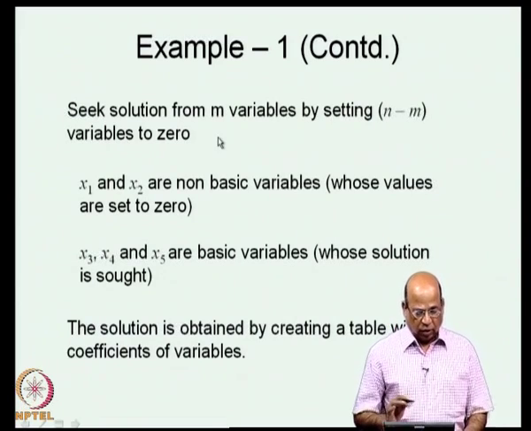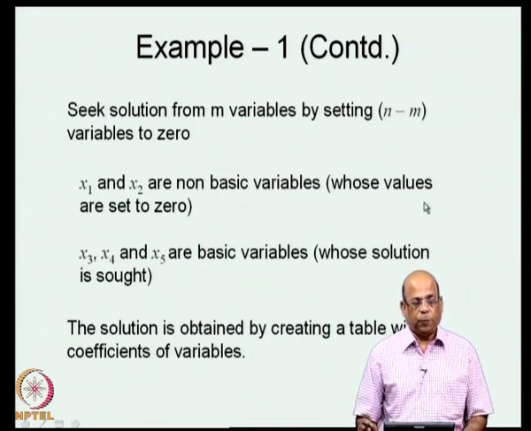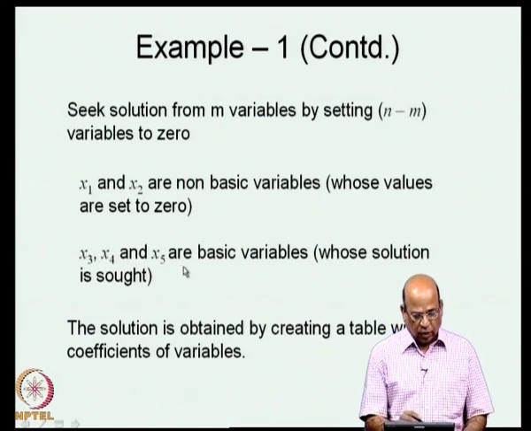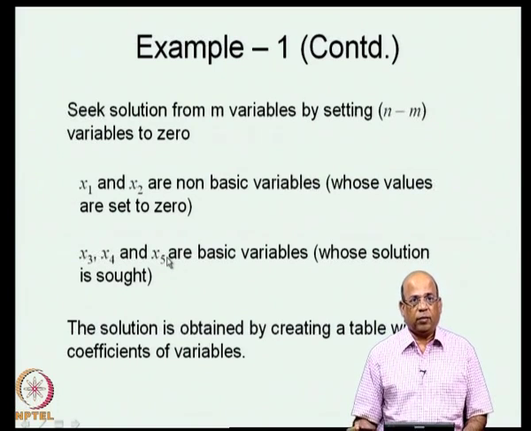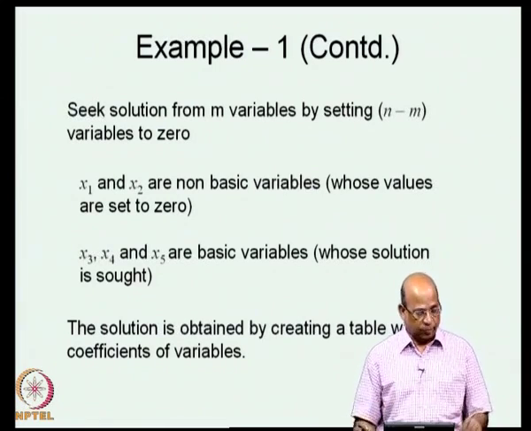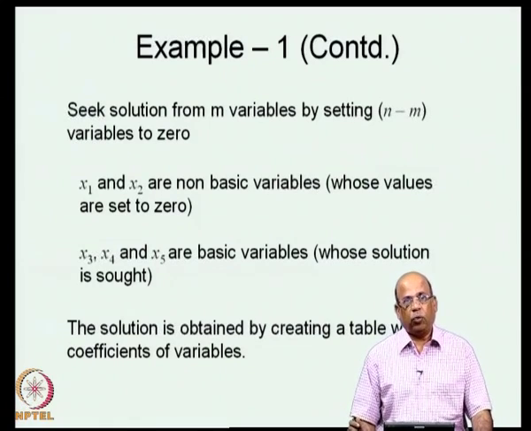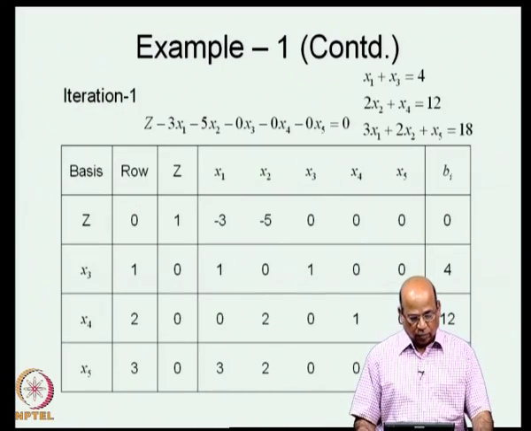We will just understand how we go about it. So, as I said, x 1 and x 2 are non-basic variables whose values are set to 0, and x 3, x 4 and x 5 are basic variables whose solution is sought. So, my initial basis will consist of x 3, x 4 and x 5, and this will also lead to a basic feasible solution, because we are at the origin of the feasible region by setting x 1 equal to 0 and x 2 equal to 0. Now, this we do in a tabular form. Let us understand carefully how we do this.